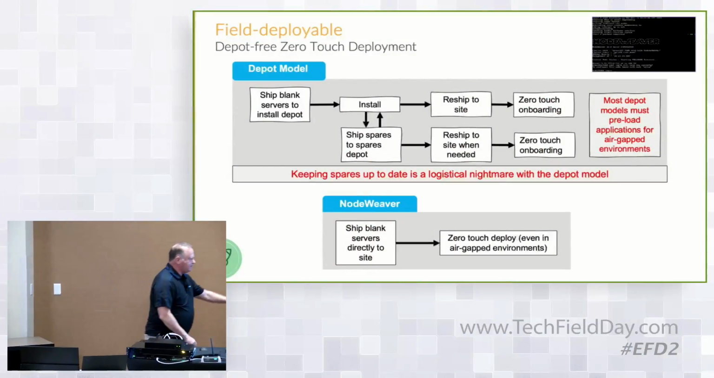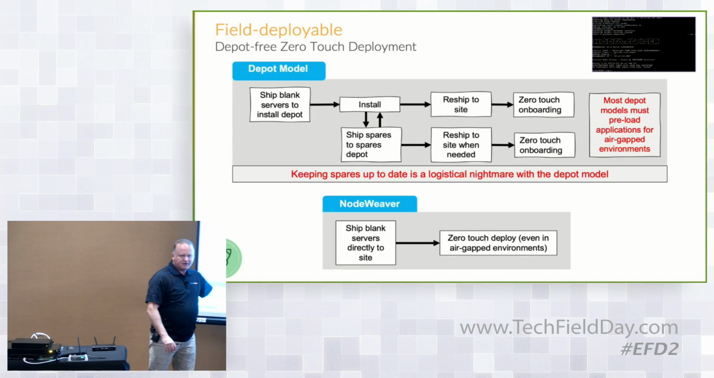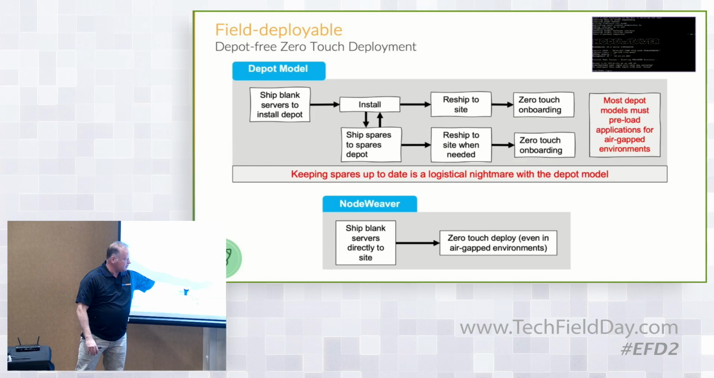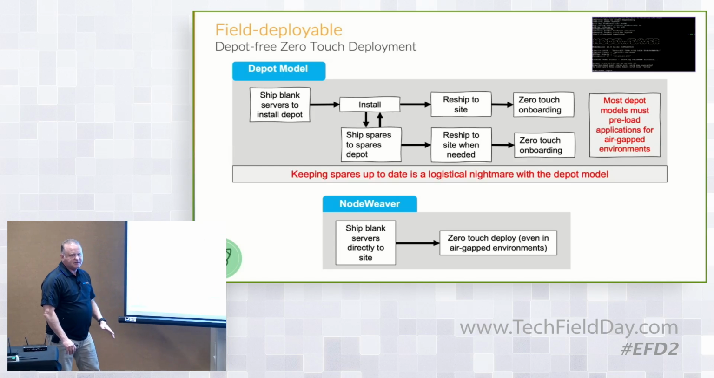So again, this bottom box here, you can see that it's a very simple model, very few steps, very few things that you can get wrong. Ship the service to the site, zero-touch deploy, even in air-gapped environments.